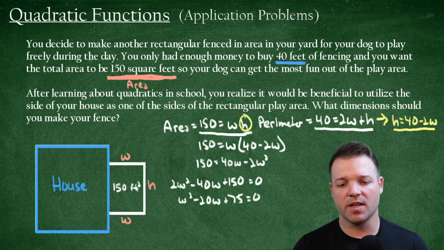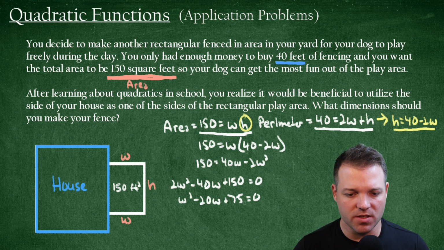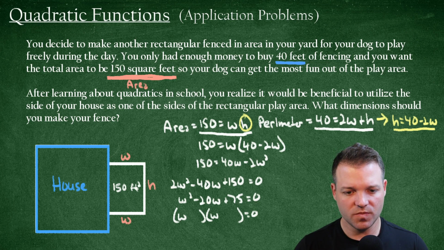And now it's time to factor this thing. Okay, so let's see. Factoring. We got W and another W here is equal to 0. And so now I'm looking for two numbers that are going to multiply to get to 75 and we're going to add to get to negative 20. So they're both going to be negative. We know that.